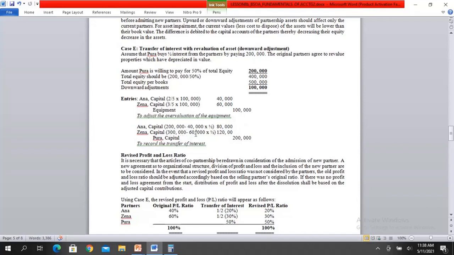So, kay Zina naman is magkano yung original capital account ni Zina? 300,000 less 60,000 na share ni Zina dun sa downward adjustment. Multiplied by 1/2 is 120,000. So, ang mapupunta kay Pura na capital na is 200,000. So, ang total na itatransfer ni Ana at saka ni Zina kay Pura is 200,000. So, binayaran din ni Pura yun ng 200,000. Ayan. So, ganun lang siya, guys.